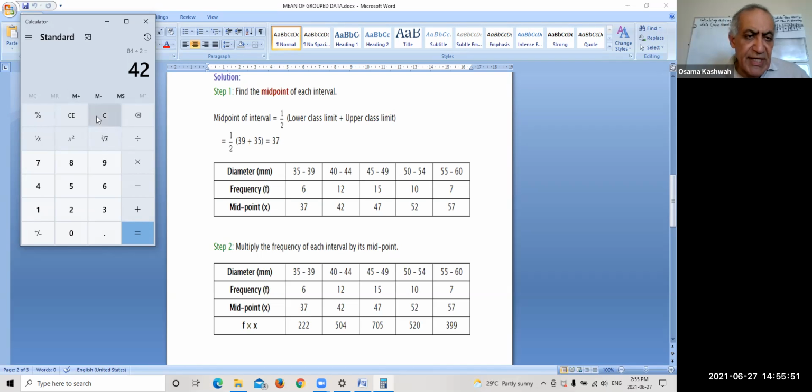Now let's go to this and see. 6 times 37 equals 222. Here is the 222. Second one is the same: 12 times 42 equals 504. Here is the 504. And the same for the third: 15 times 47, and 10 times 52, and 7 times 57.